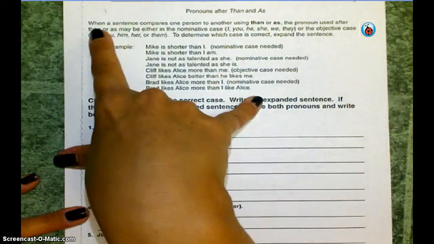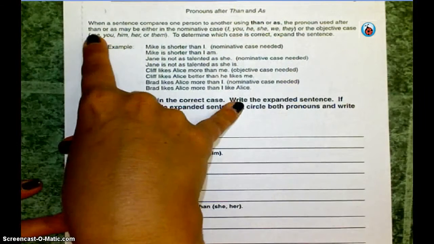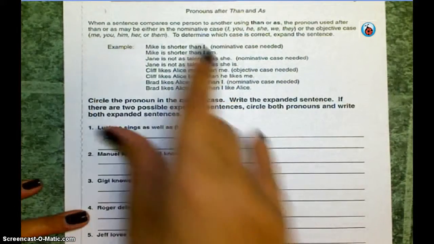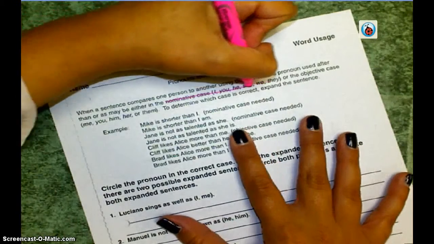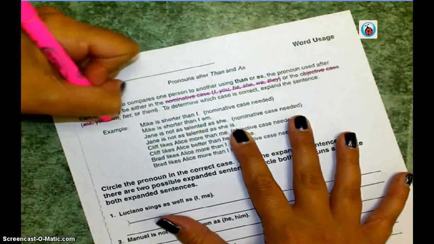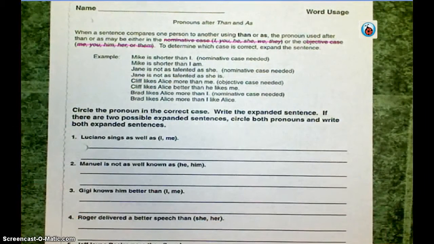So it says, when a sentence compares one person to another using than or as, the pronoun used after than or as may be either in the nominative case or the objective case. All right, so it'll be nominative or objective. And this is going to be one of those tricky situations. Then you're going to tell me that it's wrong because it sounds funny, because we all speak incorrectly. So it says to determine which case is correct, we expand the sentence. We expand it based on verbs, based on nouns, based on whatever we happen to need.